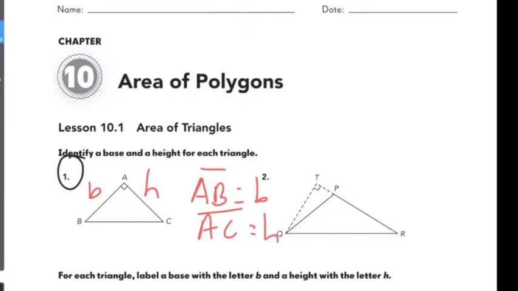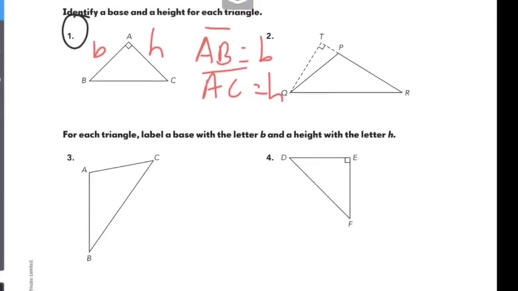Okay, let's go on to a couple others. If I look at number 3, it says for each triangle label a base with the letter B and a height with H. If I look at this, I don't see a 90 degrees. So you could do this many ways, but I'm going to make BC my base. So the height then, I would just go right down the middle like we talked about in class.